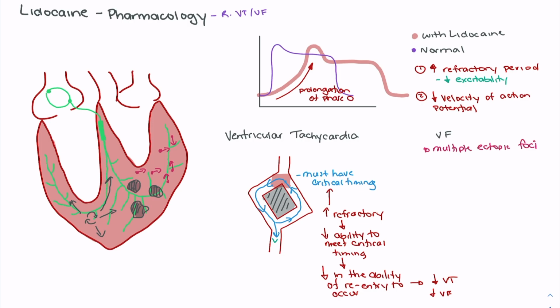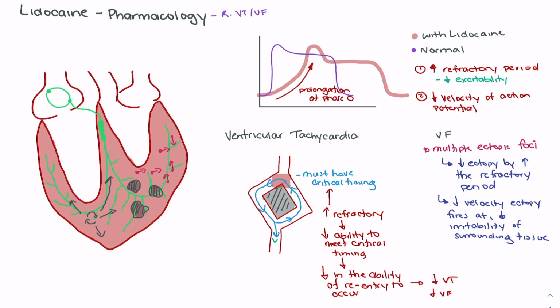If that is the case, giving lidocaine can also be effective because we'll shut down some of those multiple ectopic foci by increasing their refractory period. So reduce ectopy by increasing the refractory period. The other benefit is that if we're going to decrease the velocity of action potentials, these ectopic foci are firing slower and have less ability to impact the surrounding tissue. So when we have multiple ectopic foci, there is a benefit to also reducing the velocity at which they're firing, which will also, again, reduce the irritability of the surrounding tissue. So again, there's a couple benefits here.